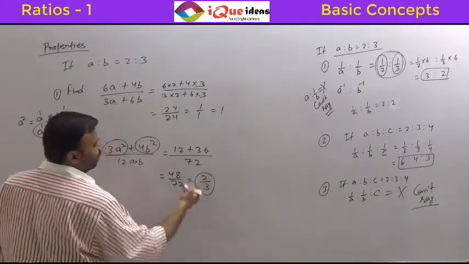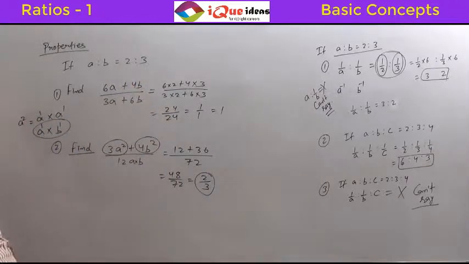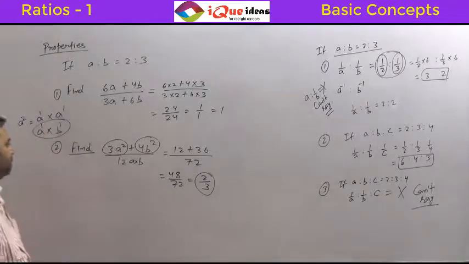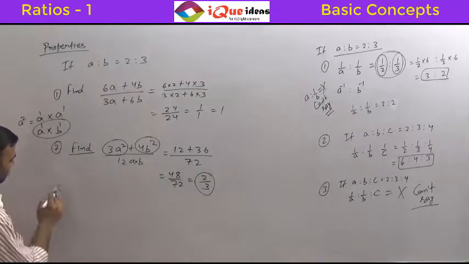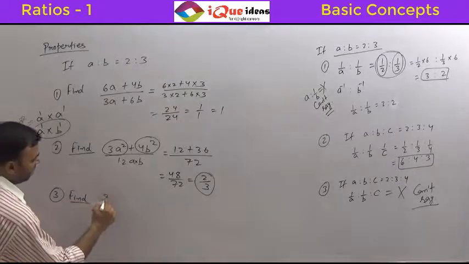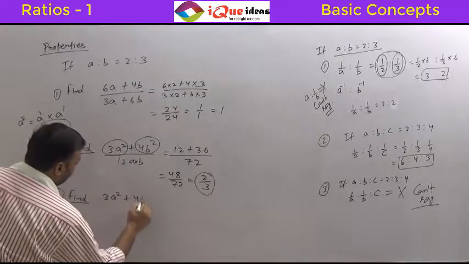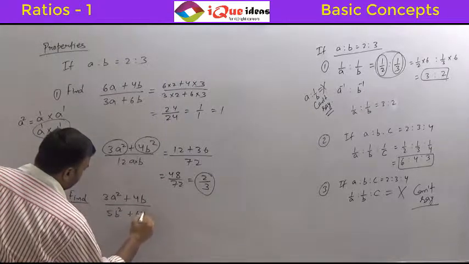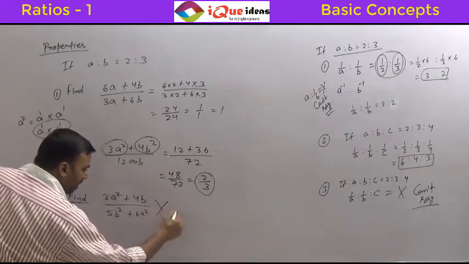Oh, good. But it is only a coincidence that we get 2:3, right? So be careful. If we change the coefficient, we'll get a different answer. Okay. But in case, suppose we ask something like this, find (3a² + 4b) divided by (5b² + 6a²). Can we calculate this? No, can't say.